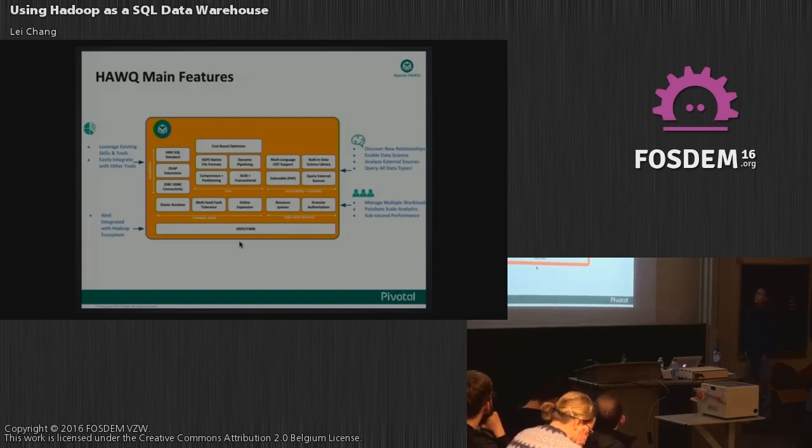Hawk is also extensible. Now Hawk already supports a lot of formats. Naturally it supports AO format and Parquet format. It also supports a lot of other formats, such as sequence file, arrow file, and JSON, through PXF. That is a pivotal extension framework. If you want to support a new format, you can write a plugin to support it. It also supports multi-language user-defined functions.